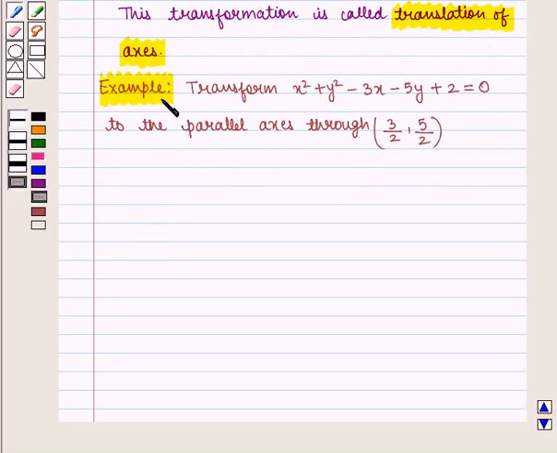Let us take an example. Transform x squared plus y squared minus 3x minus 5y plus 2 is equal to 0 to the parallel axis through 3 by 2, 5 by 2. The given equation is x squared plus y squared minus 3x minus 5y plus 2 is equal to 0, and we need to transform it to the parallel axis through the given point, that is 3 by 2, 5 by 2.